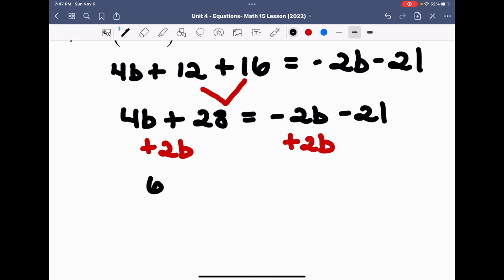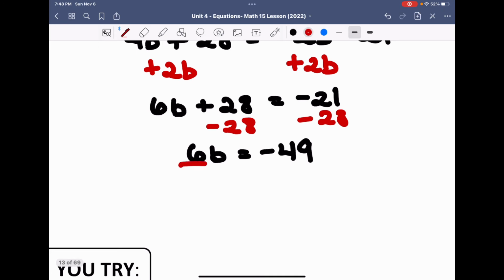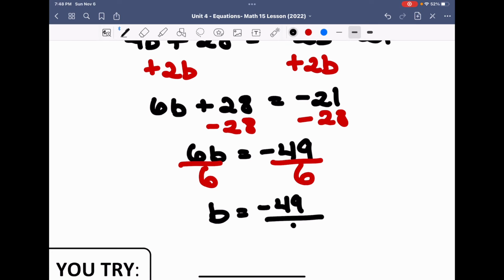4b plus 2b is 6b plus 28 is equal to -21. And now what I'm going to do is take the 28 and subtract it from both sides. Holding the equality, 6b is equal to -21 minus 28. This is -49. And so my solution in this case is going to be, I need to divide by 6 to both sides. It's being multiplied, now I divide by 6. b is equal to -49 over 6. And so in this case, we could just leave it as -49 over 6, or reduce it if possible.